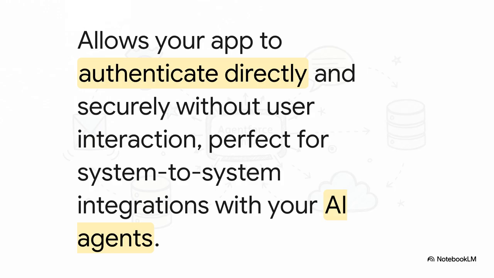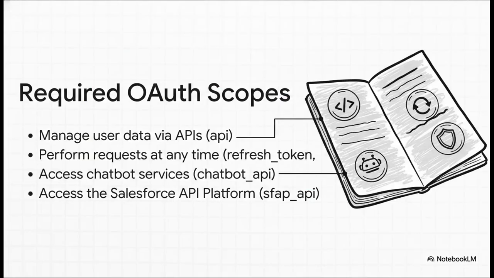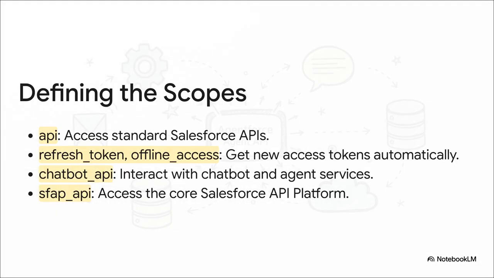It's perfect. Okay, think of OAuth scopes as visas in that digital passport we talked about. Each one grants a very specific permission, and for the Agent API, you need these 4. Without them, your API calls are going to get denied at the border. So let's break down what each of these really does. So each of these serves a really distinct purpose.